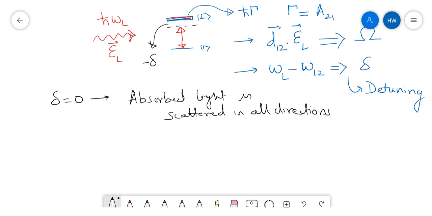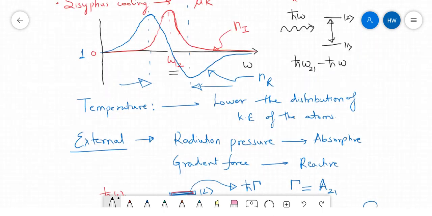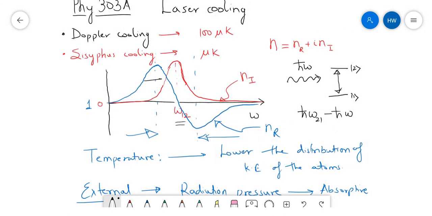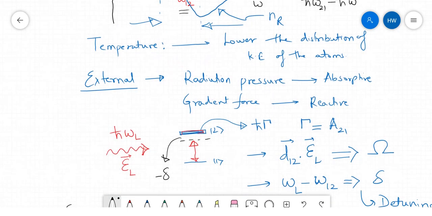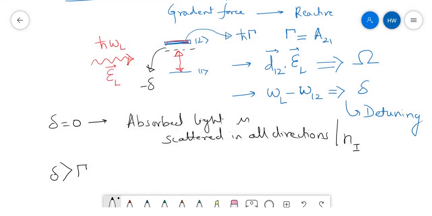And this aspect is related, as I told you, to the imaginary part of the refractive index. When delta is, I should be very clear, when delta is largely greater than gamma away, because of the width of that resonance. So let me again go back here. Let me put in a width of this thing, which I'm calling capital gamma.